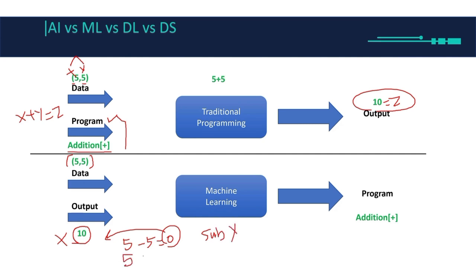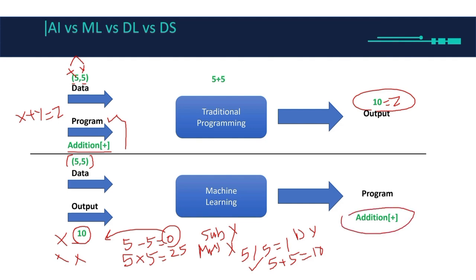Let's say 5 multiplied by 5. It's going to be 25. Is it the same as 10? No? Well, then multiplication is wrong. 5 divided by 5 equals 1. Is it the same as the output? Nope. So division is cancelled. 5 plus 5 is 10. Is it the same as the output? Yes. Then the pattern that I found was addition. This is in simple terms, guys.